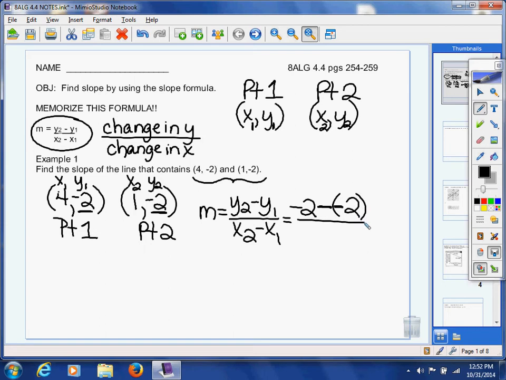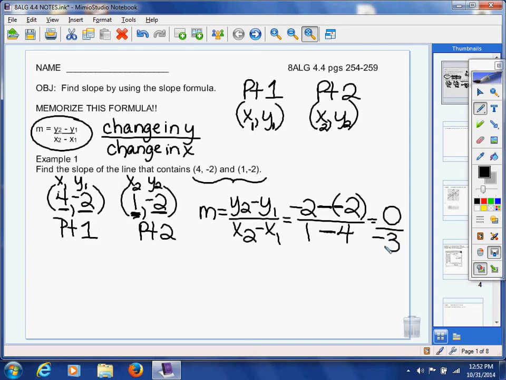Now you can either use your calculator and figure that out, or you can just reason it and go, I have -2 and now I'm taking it away. How much do I have left? And hopefully you said 0. Okay, let's go to the x's. X sub 2 is +1 minus, what's x sub 1? 4. What's 1 minus 4?